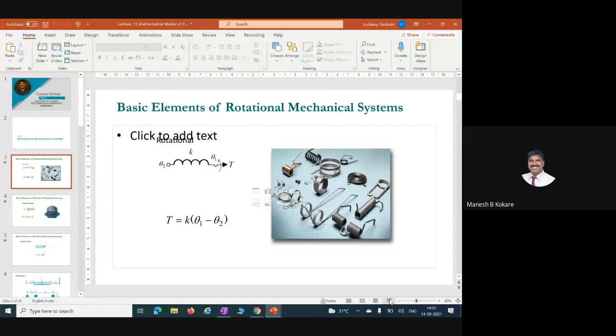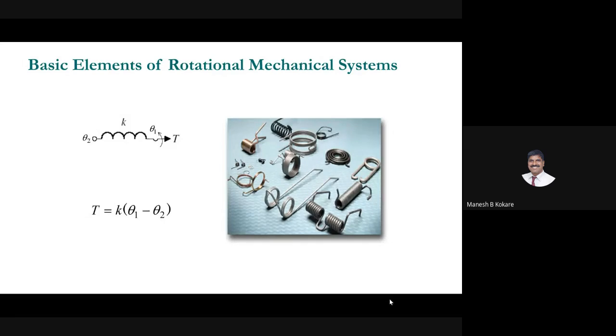So see that here I have taken first the rotational spring element, where there are two ends. One is theta 1 and the other one is theta 2. When you apply a torque on it, there will be an opposite torque offered by the spring element, and this torque is directly proportional to the angular displacement, which is equal to theta 1 minus theta 2. So the mathematical model of this spring element is T equal to K into theta 1 minus theta 2, where K is the spring constant.